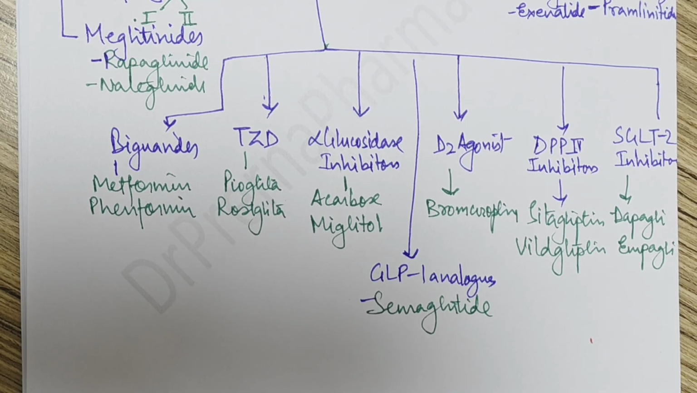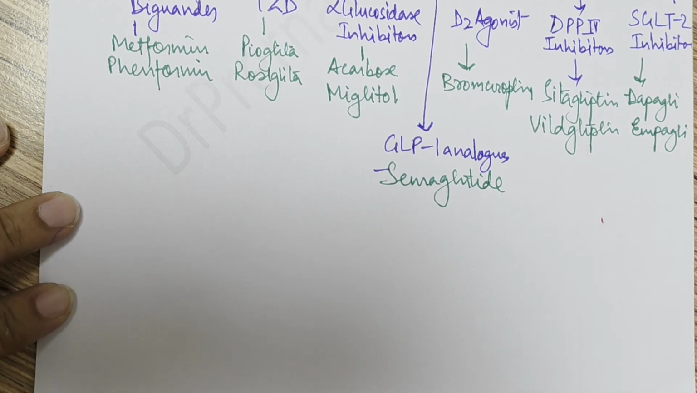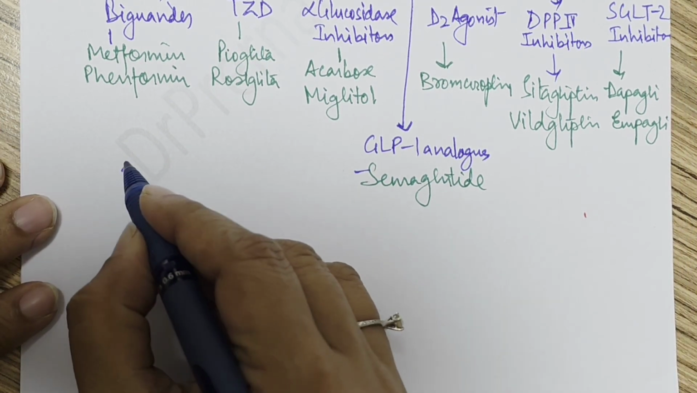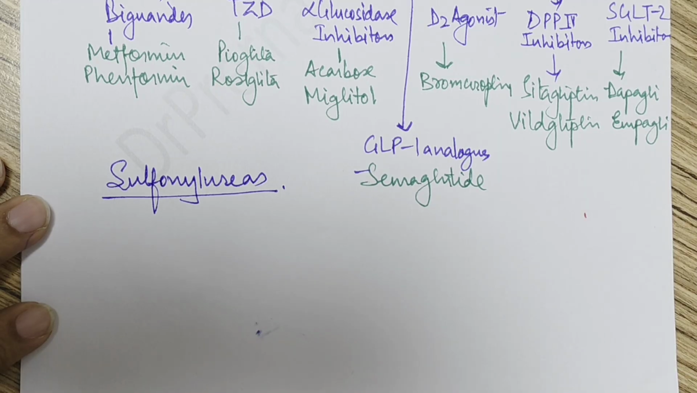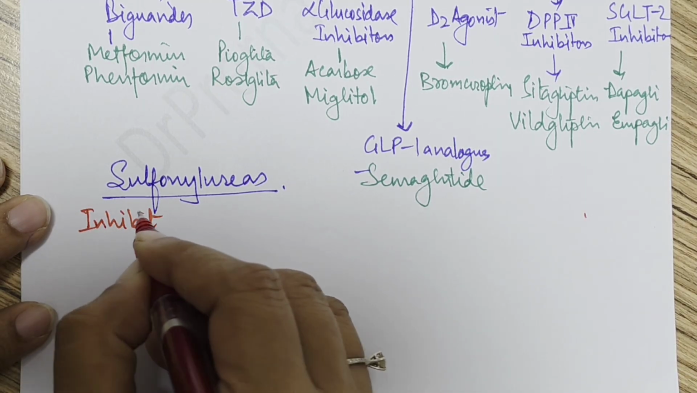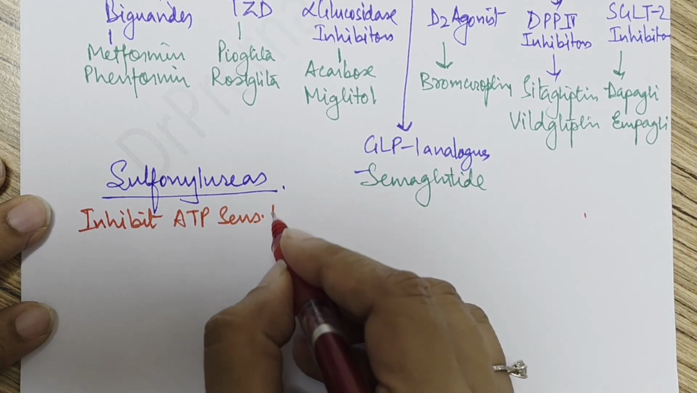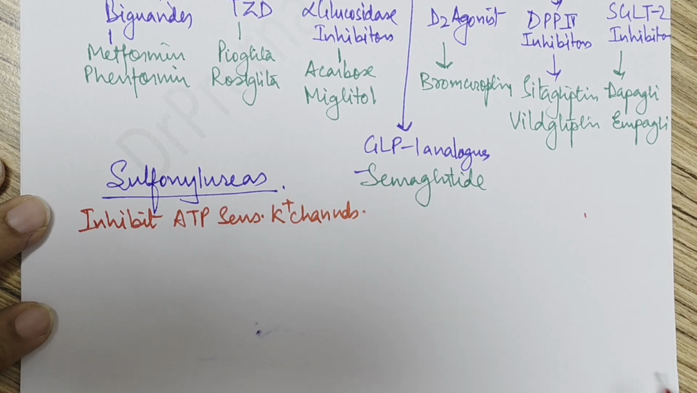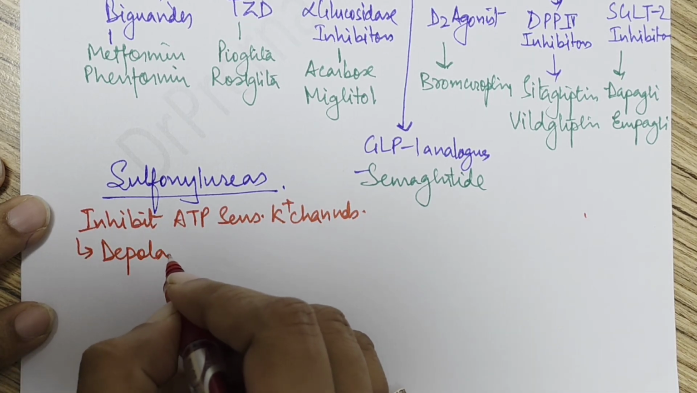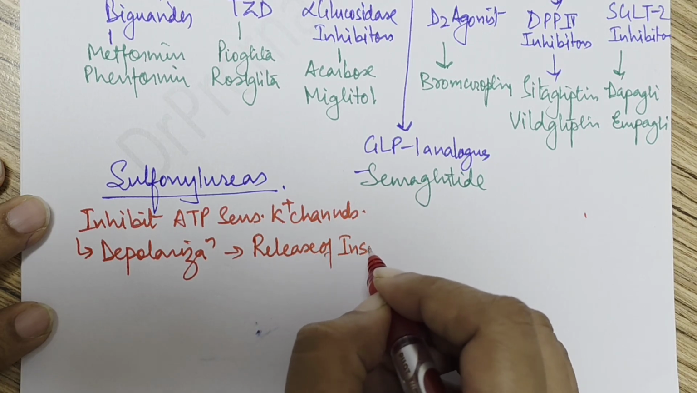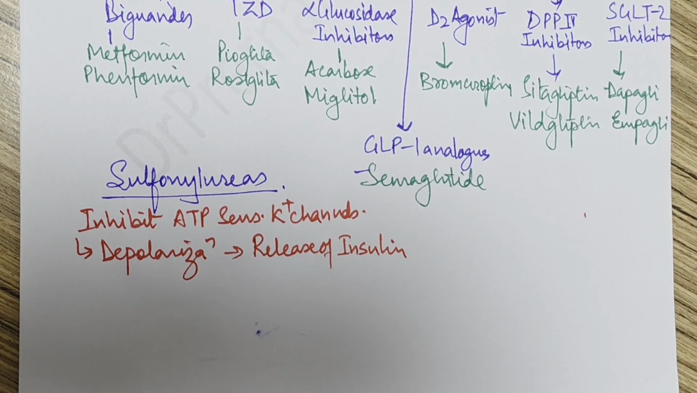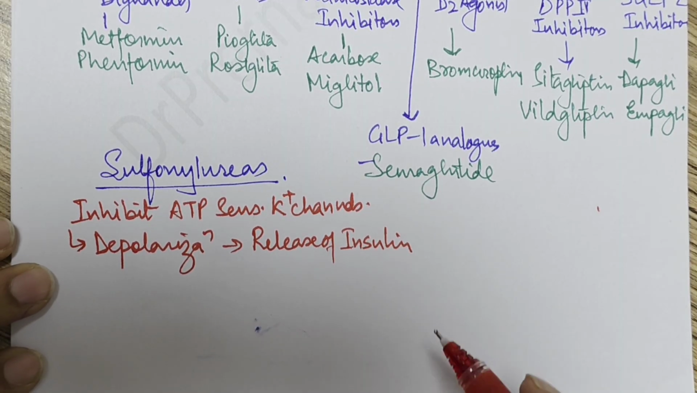Okay? So now let's take these drugs one by one. We'll only discuss the important points related to these drugs. So coming to the sulfonylureas. Now sulfonylureas are drugs which inhibit the ATP sensitive potassium channels, right? So by that action they cause depolarization and they cause release of insulin. So sulfonylureas cause release of insulin, so it is a secretagogue.